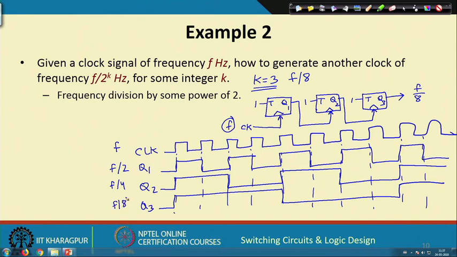So, you see, just by using a chain of T flip flops, we can very easily divide an input clock frequency by any arbitrary power of 2. These are very interesting features of a T flip flop in particular, which is very useful whenever we want to generate specific timing signals with some frequency relationships with respect to an original signal.